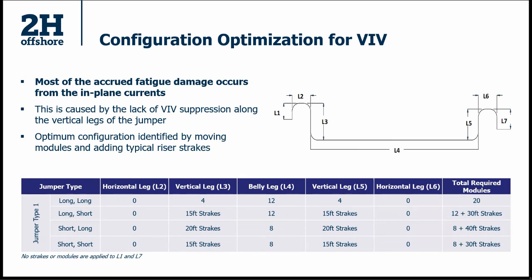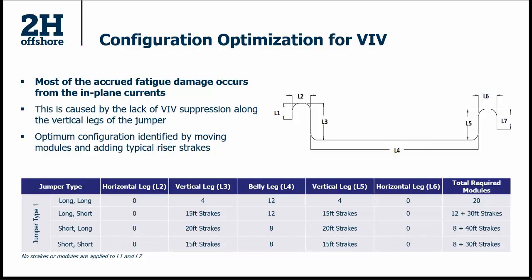So when we did this optimization exercise, we were borrowing strakes and modules from jumpers which were having good fatigue response. But while doing so, we were aware that we are deteriorating the fatigue performance of those jumpers when we are taking away buoyancy modules. So we had to be cognizant of that fact and check those jumpers to make sure they meet their target life as well.